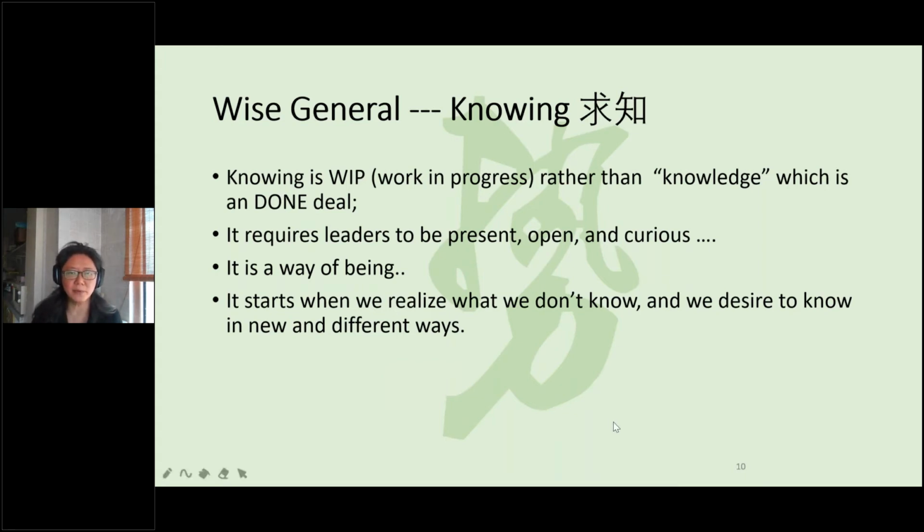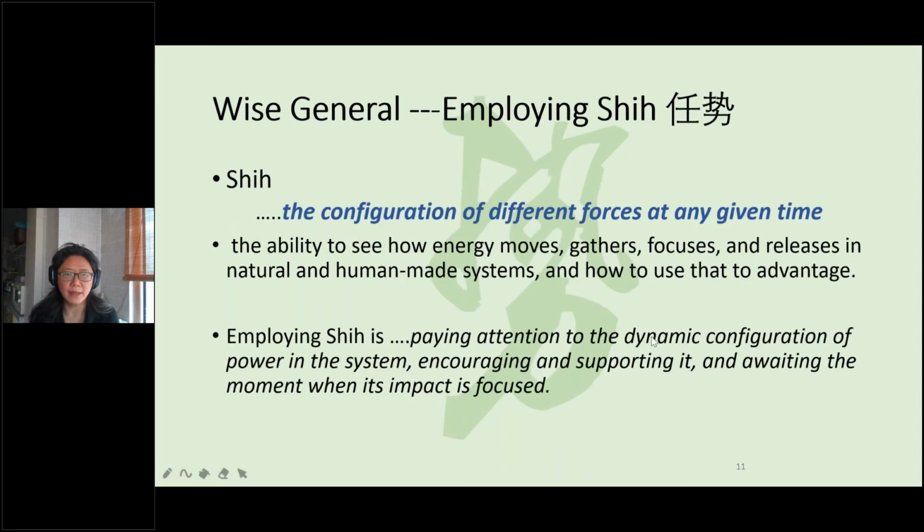So that's the knowing bit that Sun Tzu is talking about in Wise General. So that's why we say 知己知彼，百战不殆: know yourself and know the others, and in 100 battles, you will always have victory. So that's what you know by knowing yourself and others. And the next thing a wise general should be good at is actually employing 是.